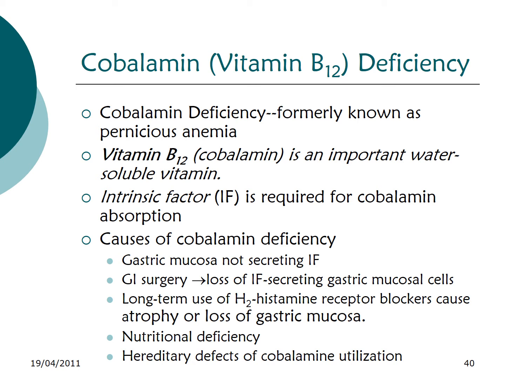So the gastric mucosa not secreting intrinsic factor, GI surgery, someone who has lost their intrinsic factor from a bypass, gastric bypass, long-term use of H2 histamine receptor blockers, right? Because it can cause atrophy or loss of the gastric mucosa. People that have nutritional deficiency, and those who have an inherited defect of cobalamin utilization.